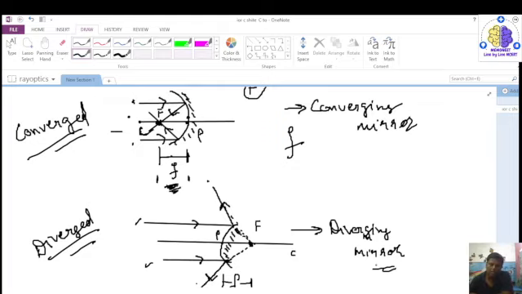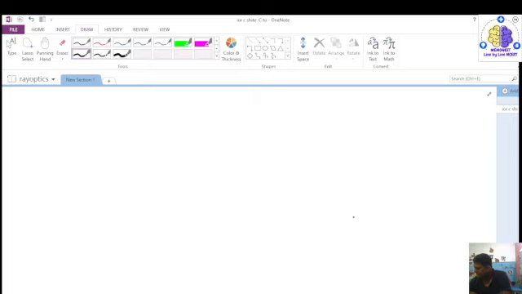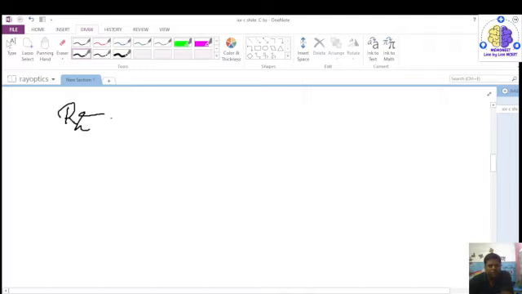Now in the next part, we are going to see how the images are formed using your convex mirror and concave mirror. Now before that, we will see the relation between the radius of curvature R and your focal length f, and that is: radius of curvature is equal to 2 times the focal length. This is the relation which we are going to see, right?